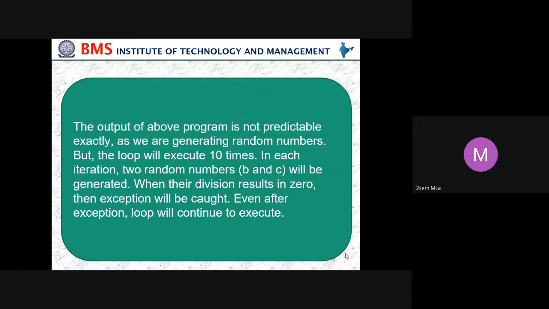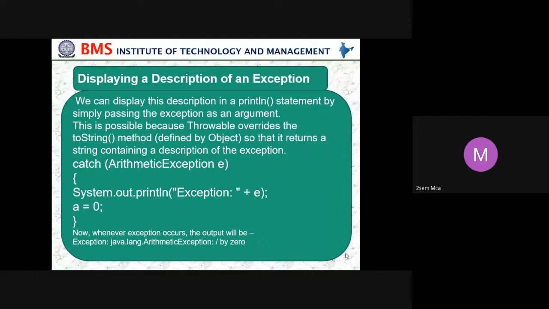The output of the above program is not exactly predictable, as we are generating random numbers, but the loop will execute 10 times. In each iteration, two random numbers b and c will be generated. When their division result is 0, the exception will be caught. Even after the exception, the loop will continue to execute.